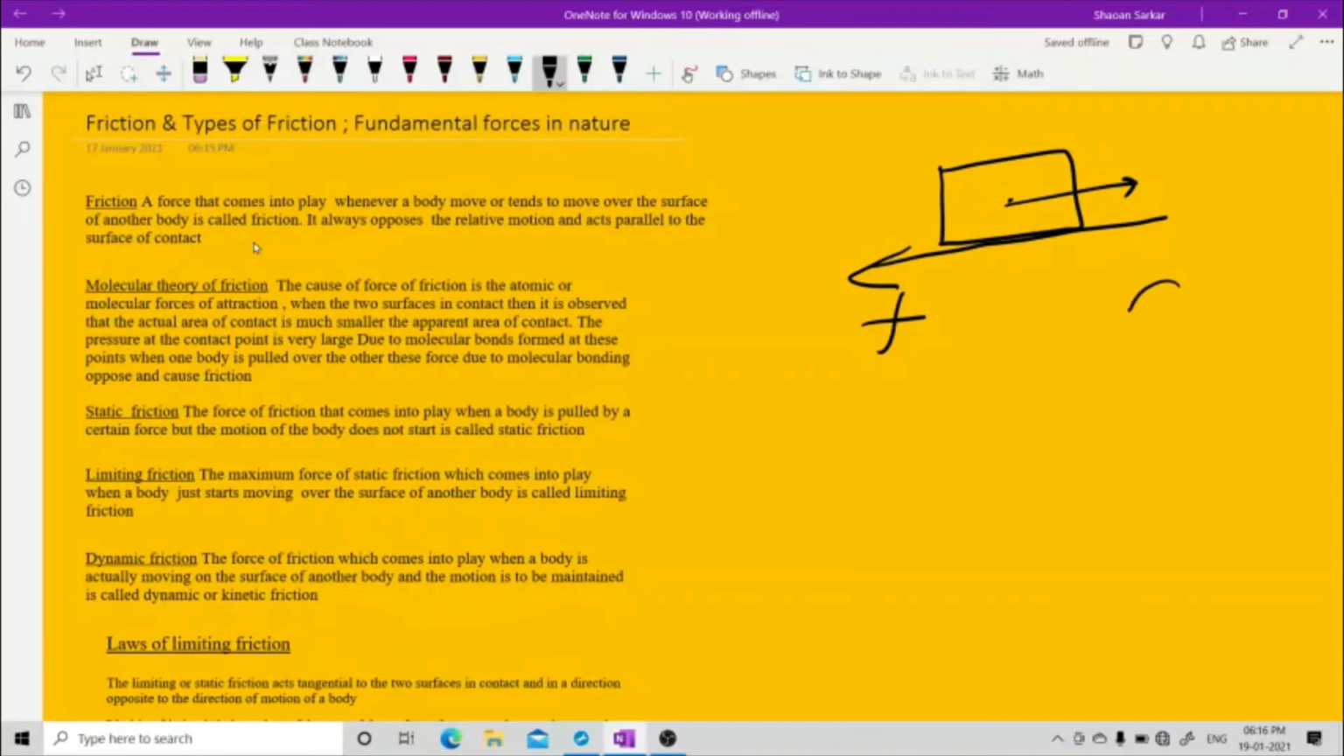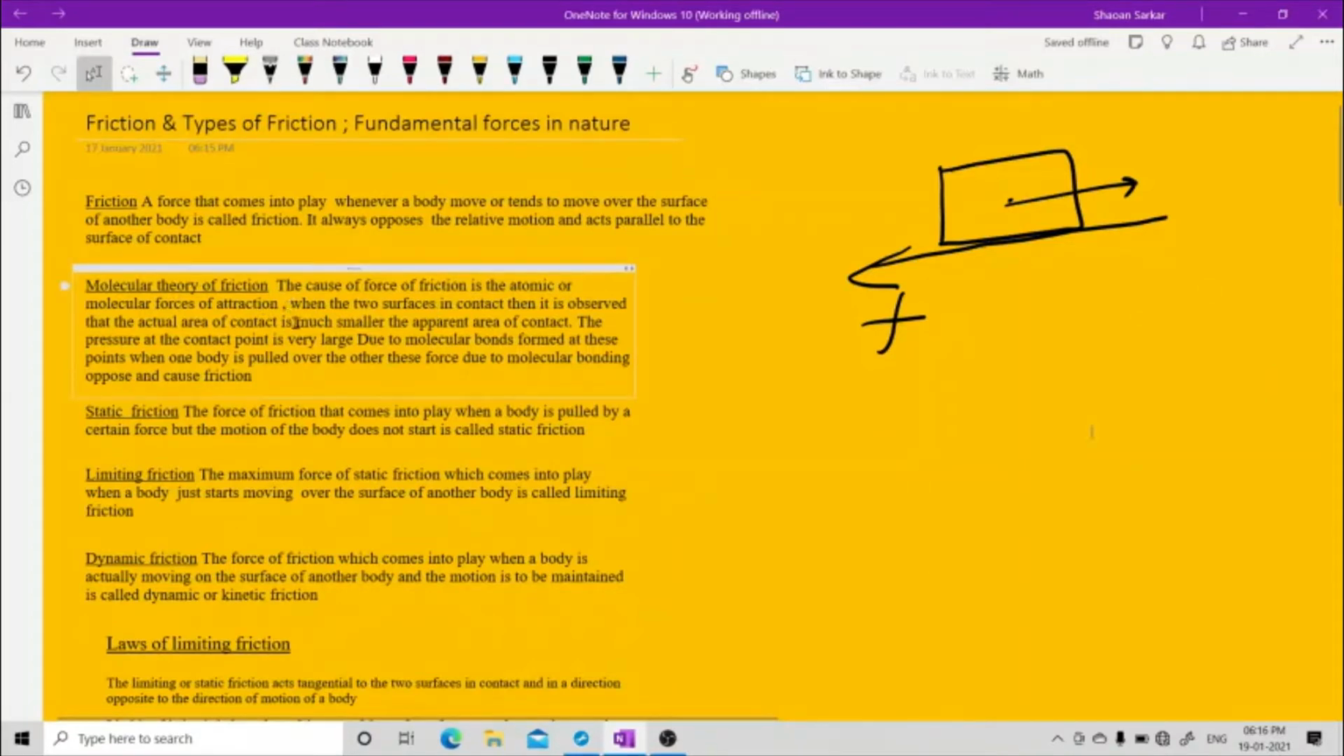We are not talking about rolling friction because that is not in your syllabus. In which direction the rolling friction will be, in this direction or in this direction, we are not talking about this because this is not in your syllabus. So let's remove this. Then the next thing is that you need to know about the molecular theory of friction.